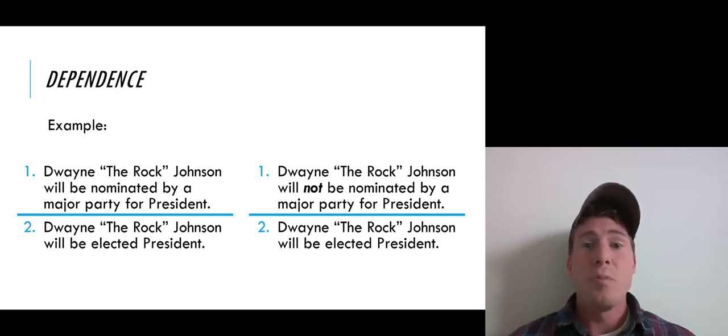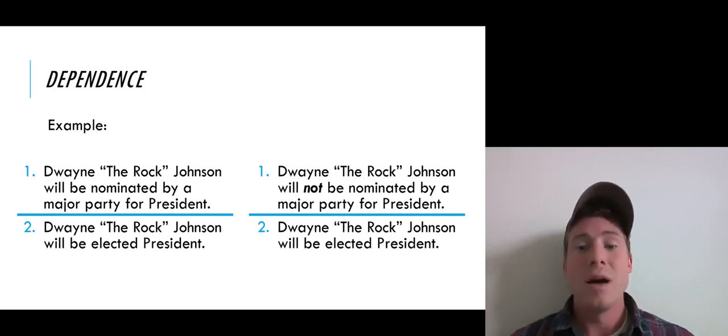Here's a case where we'd plausibly have dependence, right? Consider this argument. Dwayne "The Rock" Johnson will be nominated by a major party for president. Therefore, Dwayne "The Rock" Johnson will be elected president. This is intuitively a much better argument, right? And consider the competing argument now with the negation. Dwayne "The Rock" Johnson will not be nominated by a major party for president. Therefore, Dwayne "The Rock" Johnson will be elected president, right? And truly, the first argument is much stronger than the second, right?